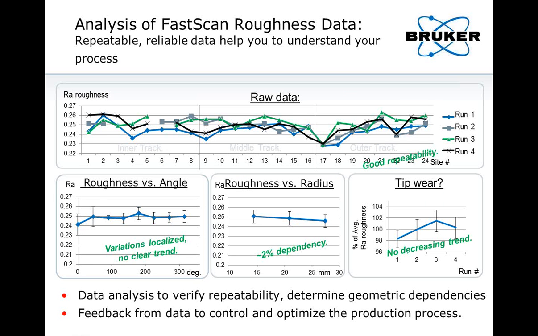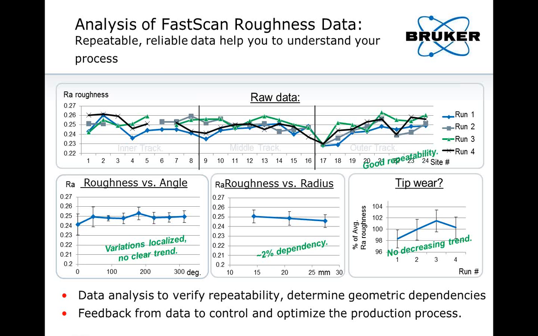So what we see on the top is the raw data displayed as roughness on the vertical scale versus the inner, middle, and outer track on the x-axis. And then we can, of course, start to find geometric dependencies. When we look at the left, we plot simply roughness versus angle, and we can see there are a few variations, but there's no clear trend visible. So versus angle, that sample seemed to be quite consistent. But when we plot the roughness versus radius, we can see a clear dependency indicating that there is definitely a change in the sample when you look at it versus the radius.